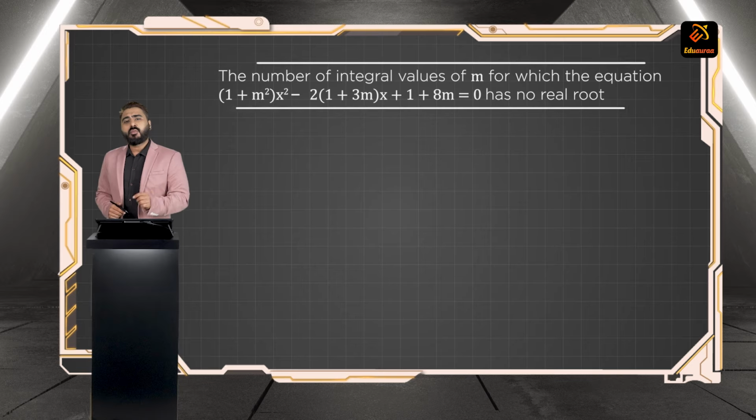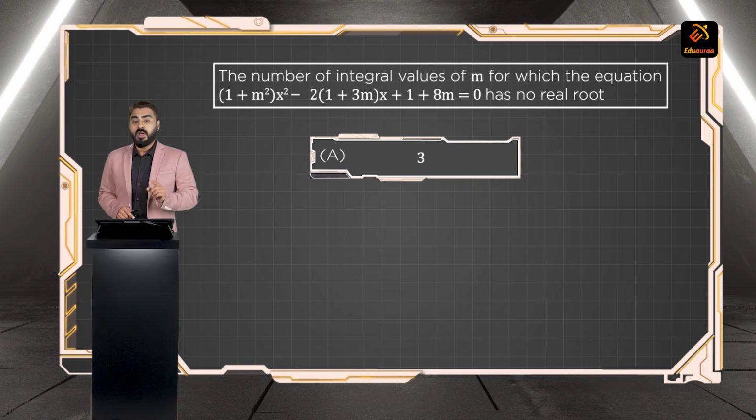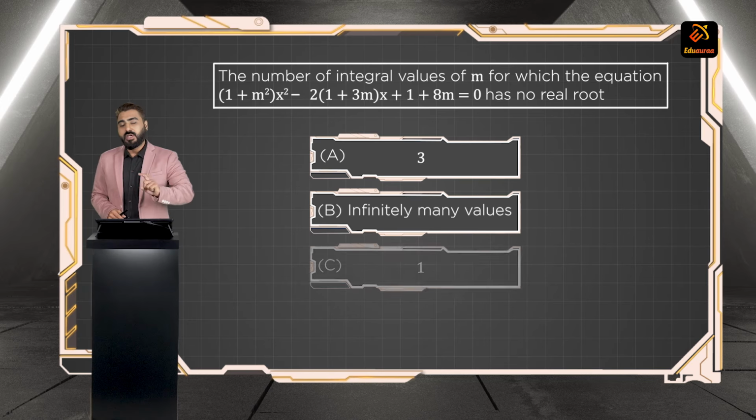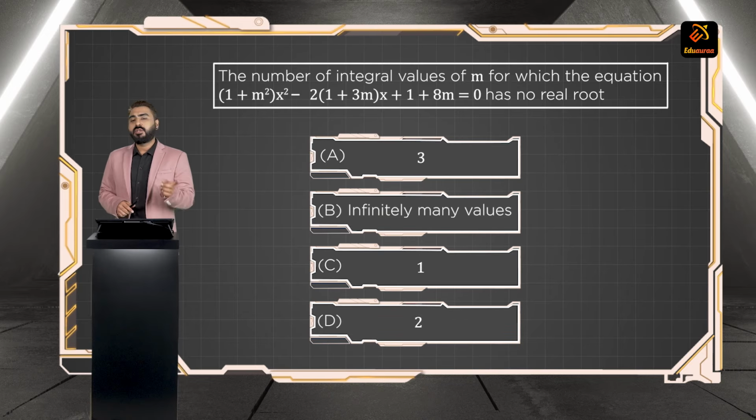Now students, moving on to the next MCQ. The number of integral values of m for which the equation (1 + m²)x² - 2(1 + 3m)x + (1 + 8m) = 0 has no real root. What are the options? Option A, 3. Option B, infinitely many. Option C, 1. And option D, 2. So students, this was asked in your JEE Mains 2019 paper.